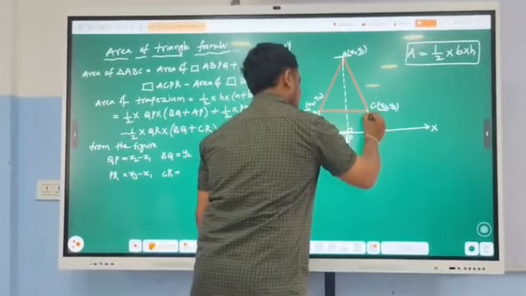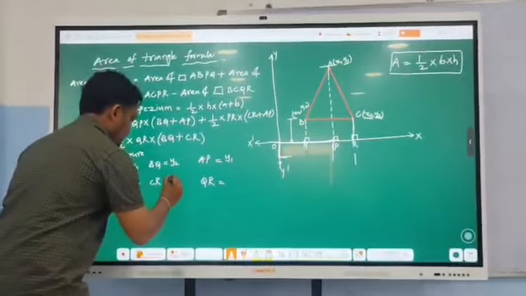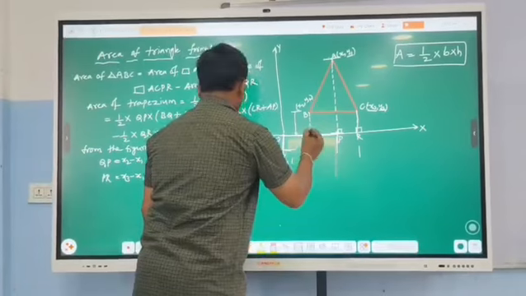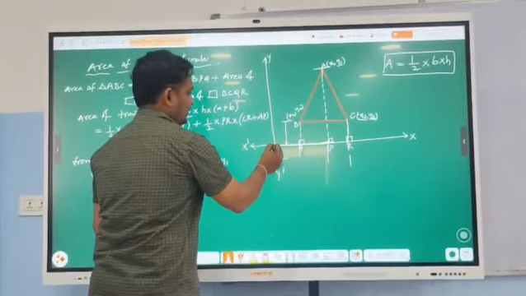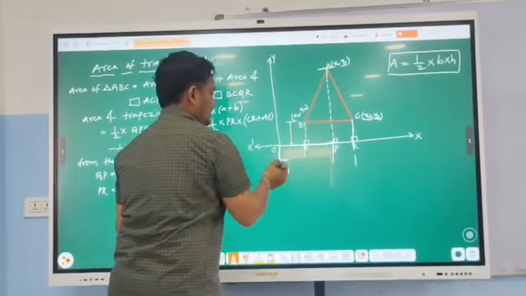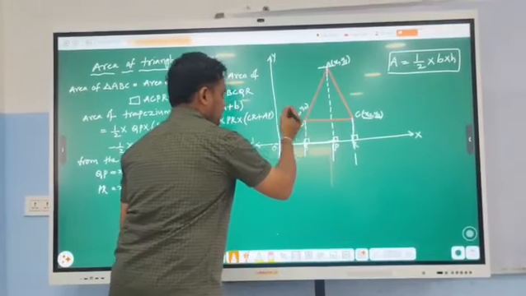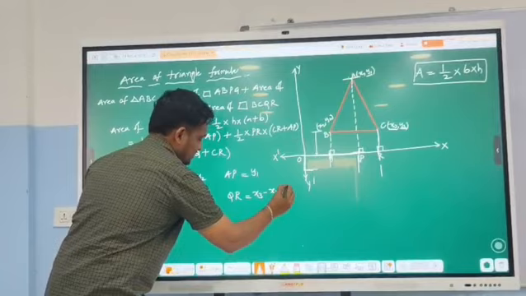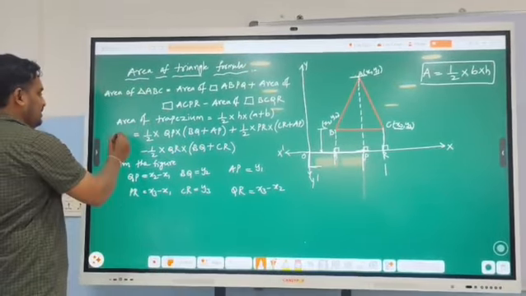The same way, CR. Where is the CR? Here is the CR. CR means we took the y value. The y coordinate is y3. The same way, QR means from here to here. As you know, from here to here is x3 and here to here is x2. If you subtract both, you get this value. That is x3 minus x2.